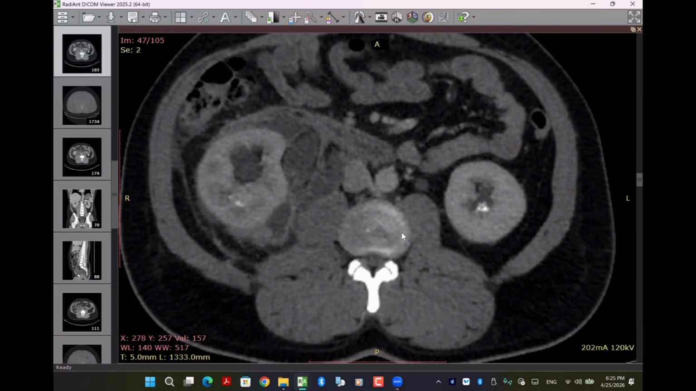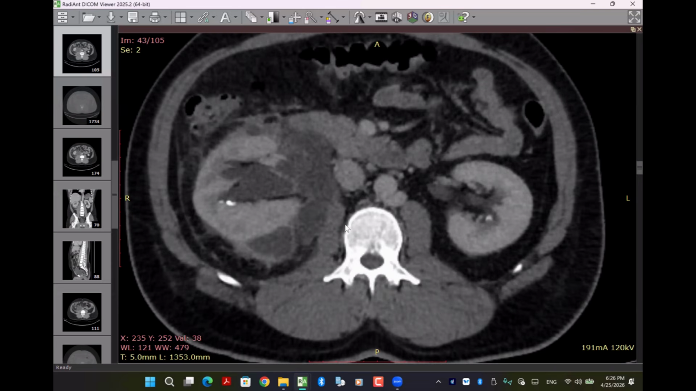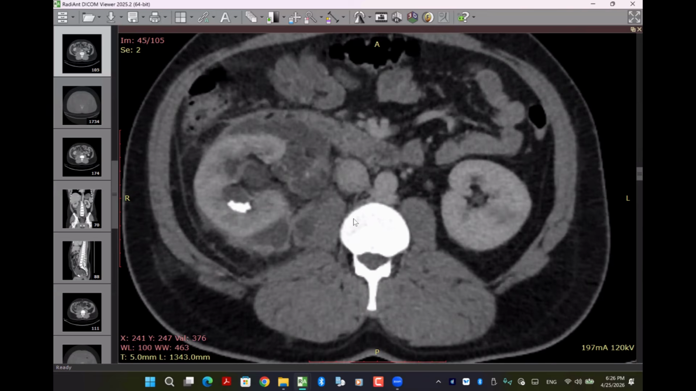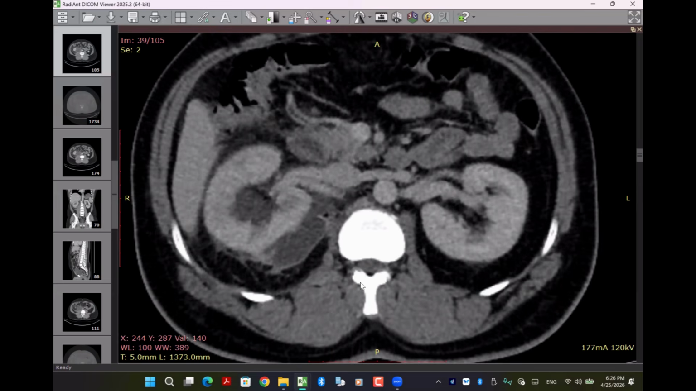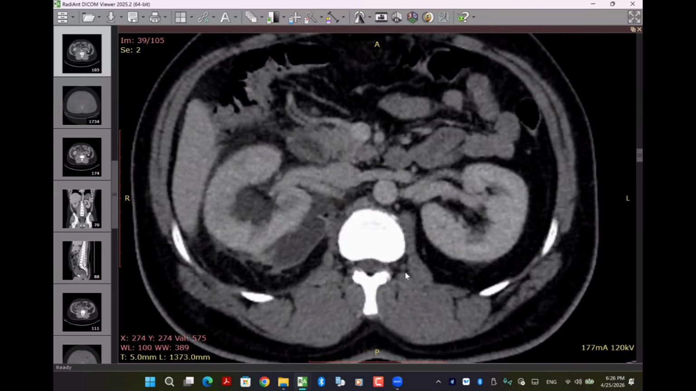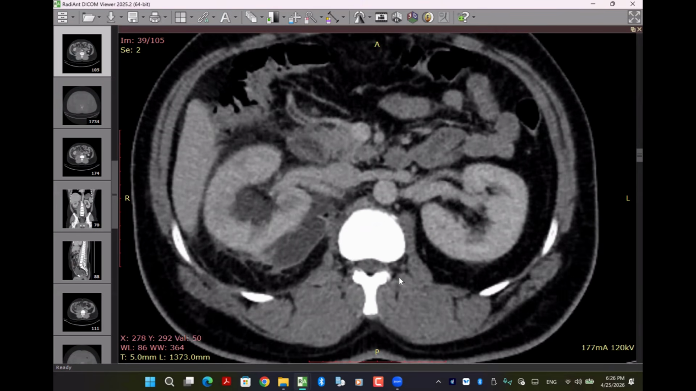Okay, this is a good differential diagnosis. What do you want to ask for before jumping to this diagnosis? I want to see the other phases, the excretory phase. Which phase is this one? Is this the corticomedullary? No, this is the nephrographic phase. Excellent, because we are looking at the normal kidney to judge the phase, not the diseased one.